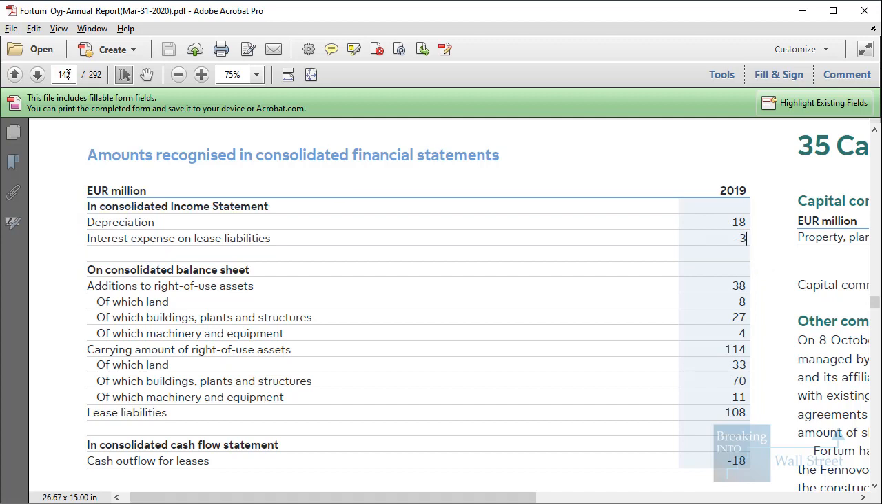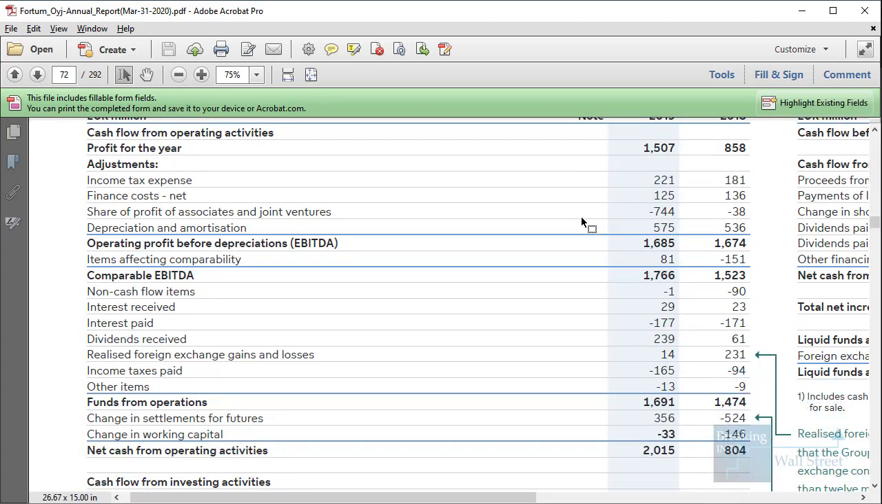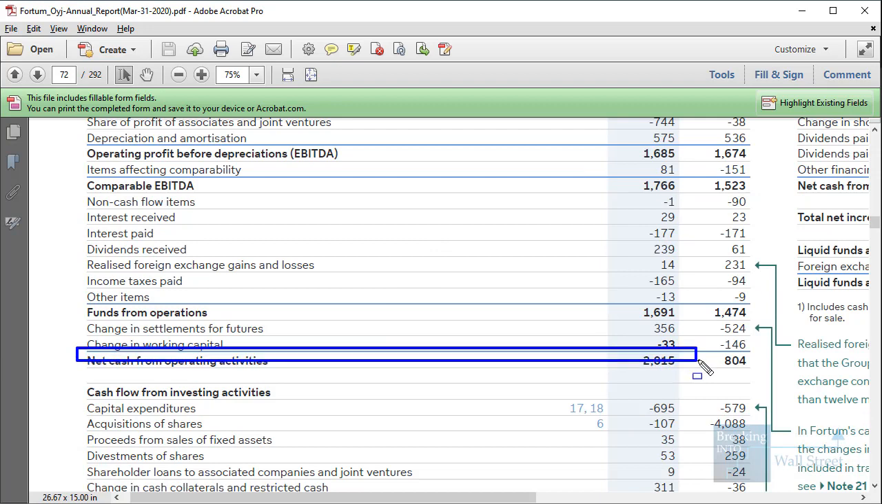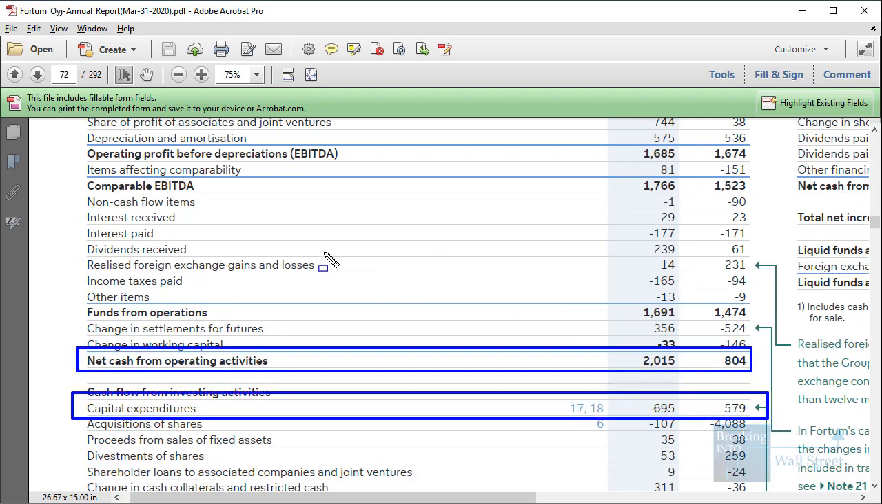So we would have to go back here, and when calculating free cash flow for this company, we would take the net cash from operating activities, we'd subtract the capital expenditures, and then we would also subtract the 18 million for this most recent fiscal year. That 18 million represents part of the lease expense, which we do want to deduct in this metric.